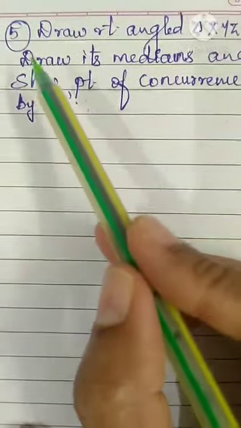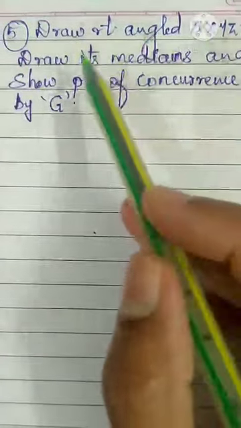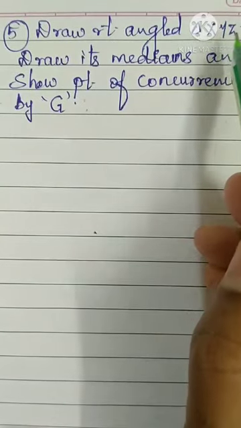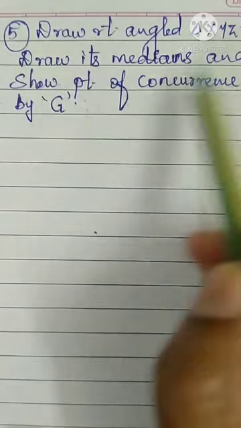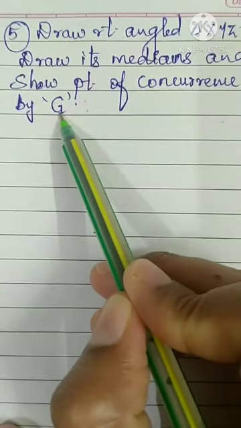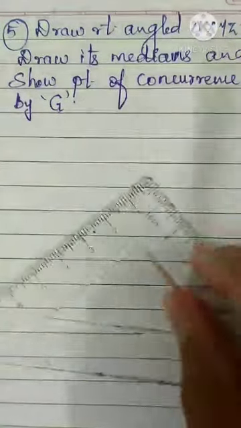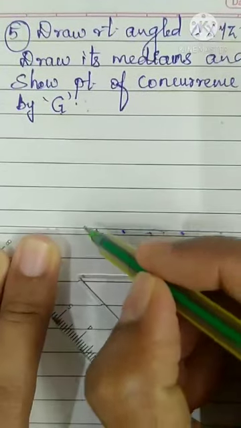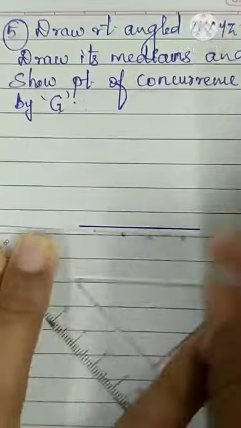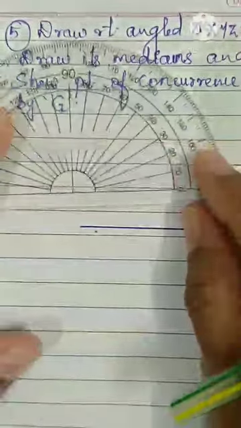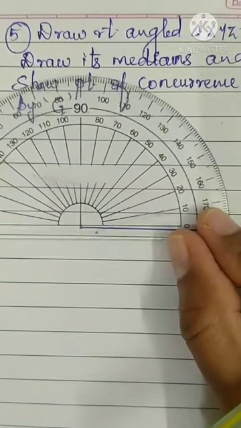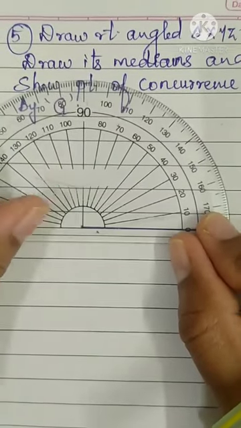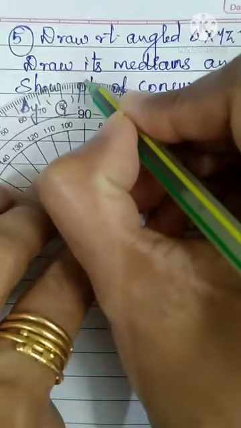Now in the next sum, sum number 5, they are asking us to draw a right angle triangle XYZ, draw its medians and show the point of concurrence by G. Let us draw a right angle triangle. For that I will draw the base. So we have a base here. Any measurement you can take. Keep the protractor on this point, the vertex. Keep the protractor nicely. Now mark 90 degrees.